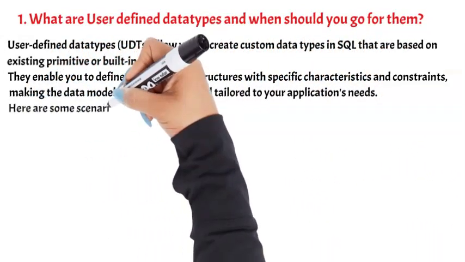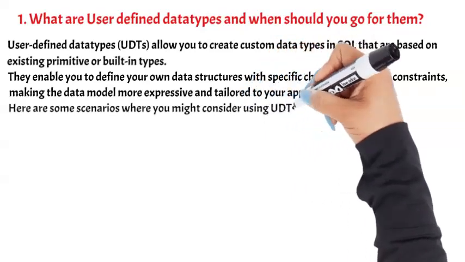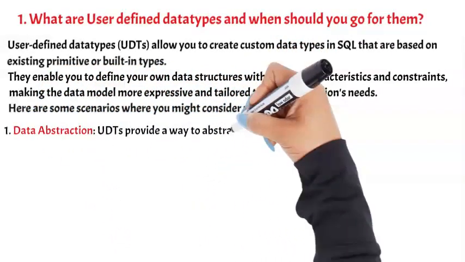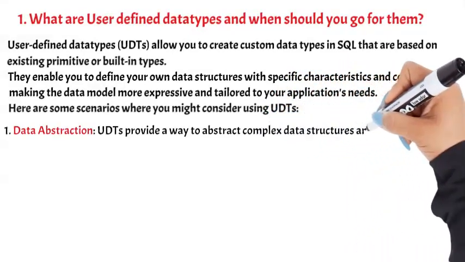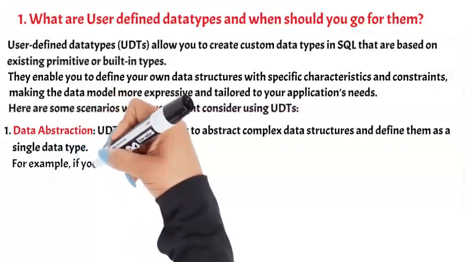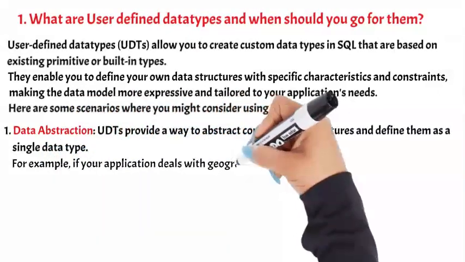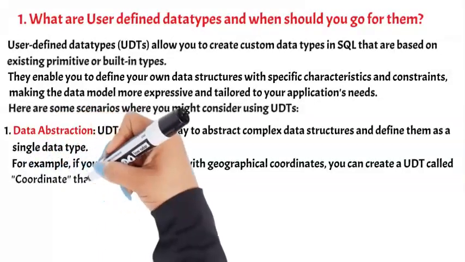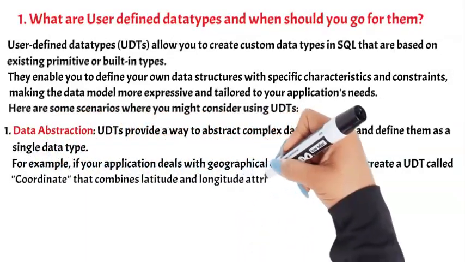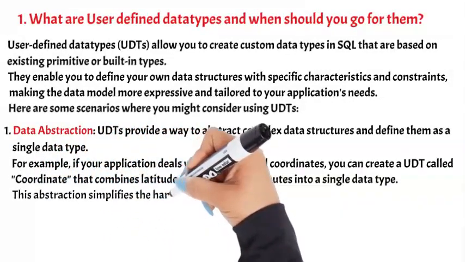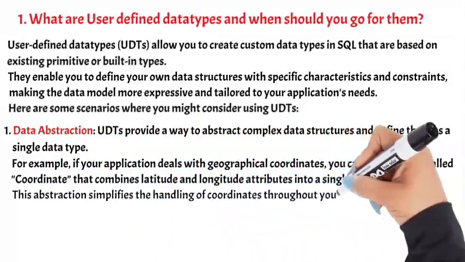Here are some scenarios where you might consider using UDTs. 1. Data abstraction. UDTs provide a way to abstract complex data structures and define them as a single data type. For example, if your application deals with geographical coordinates, you can create a UDT called coordinate that combines latitude and longitude attributes into a single data type. This abstraction simplifies the handling of coordinates throughout your application.